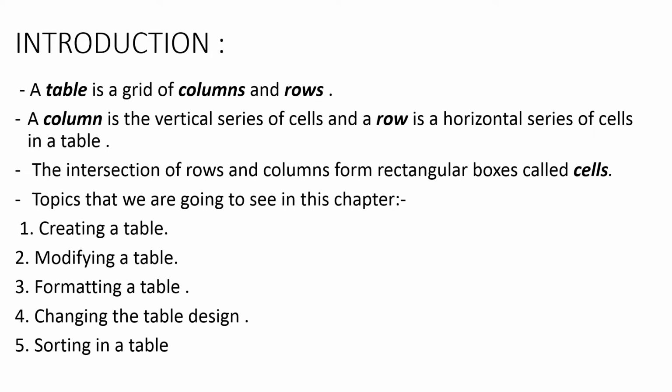A table is a grid of columns and rows. A column is the vertical series of cells, whereas a row is a horizontal series of cells in a table. The intersection of rows and columns forms rectangular boxes called cells. Now, we are going to study 5 topics in this chapter. First is creating a table, second is modifying a table, third is formatting the table, fourth, changing the table design, fifth is sorting in a table.